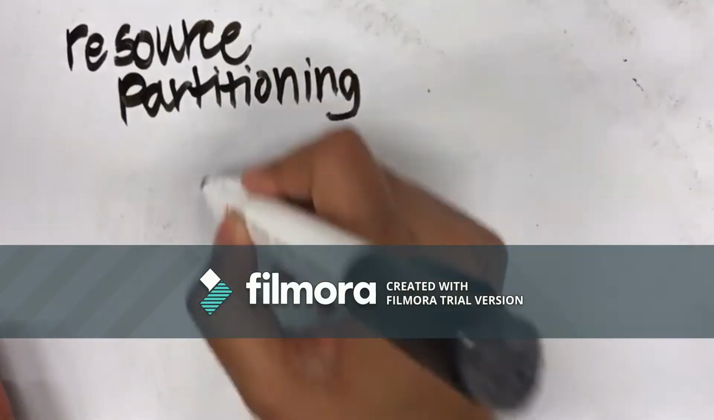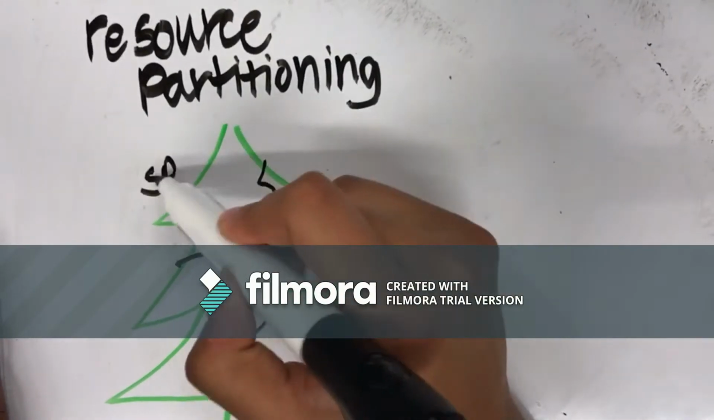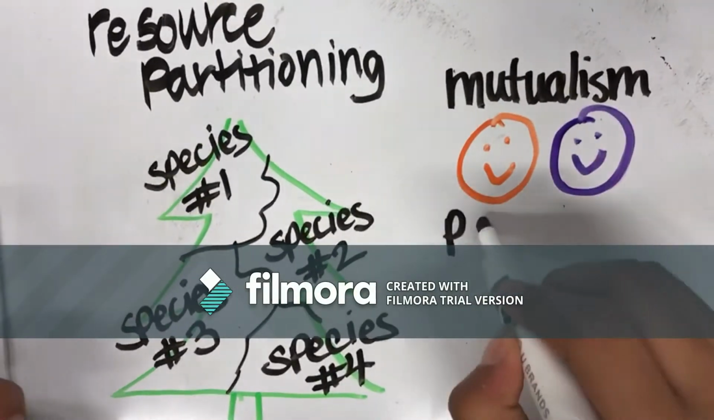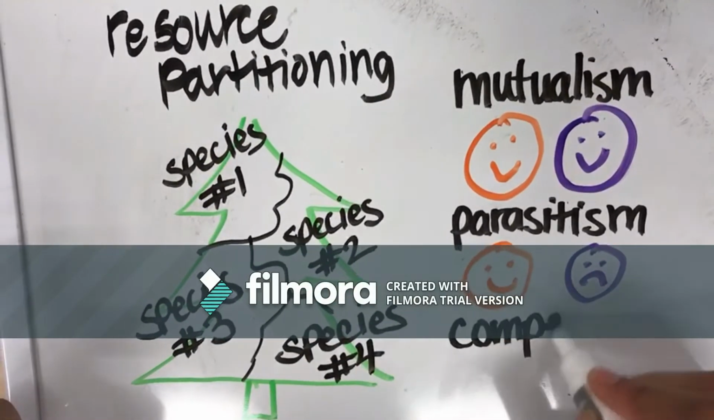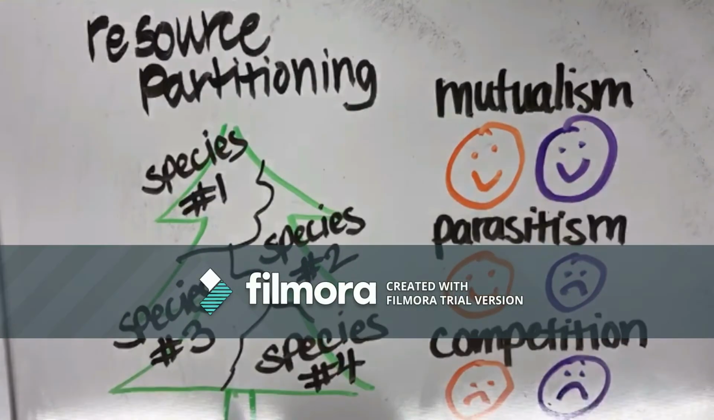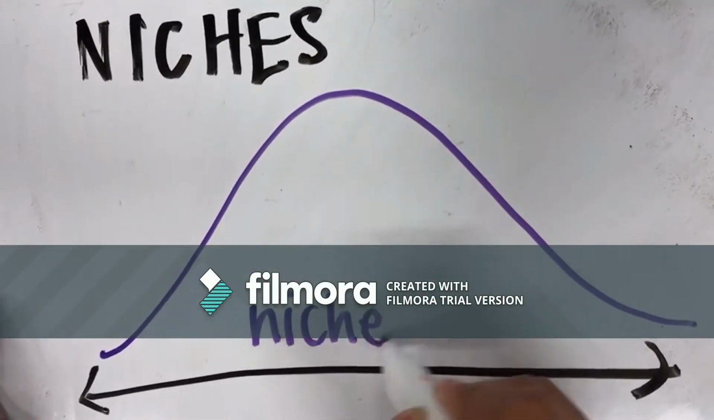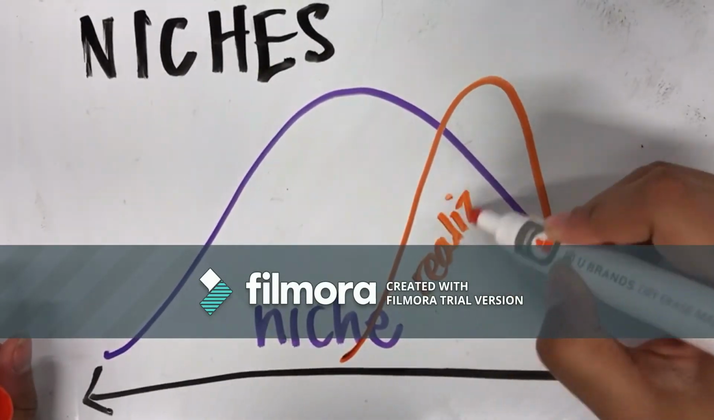The way species interact with one another is important in the study of ecology. Organisms can impact one another and the environment around them. They can have different types of relationships: mutualism, parasitism, and competition. Species can work to alleviate this competition for niches by using resource partitioning.